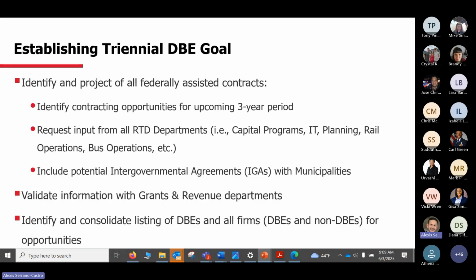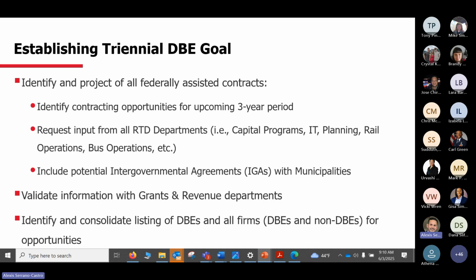So we have to follow a methodology. And one of the purposes of this meeting is to explain the methodology again. What we did, we identified opportunities for the upcoming 3 years. We requested information from all RTD departments, including, for example, capital programs, IT, planning, rail operations, and bus operations. All those team leaders were looking for those opportunities within the next 3 years, and they sent those lists of potential projects. We also include potential intergovernmental agreements, or IGAs.